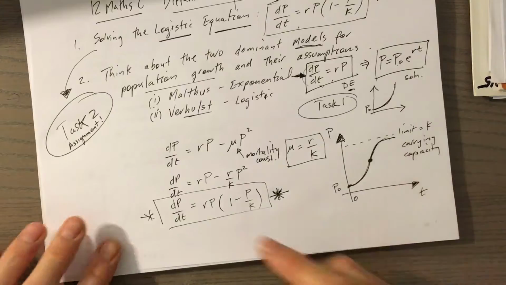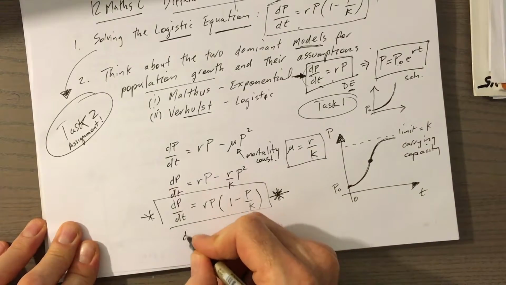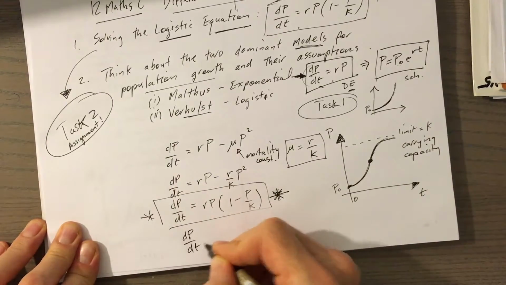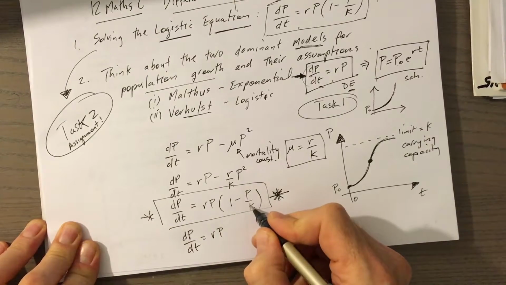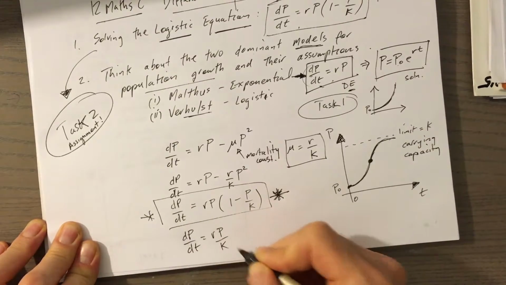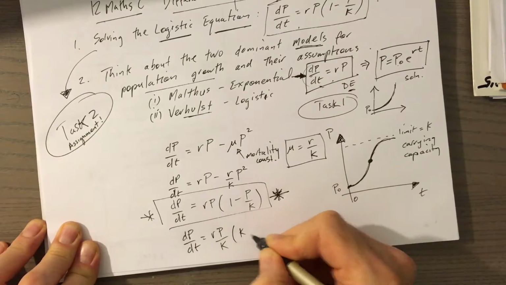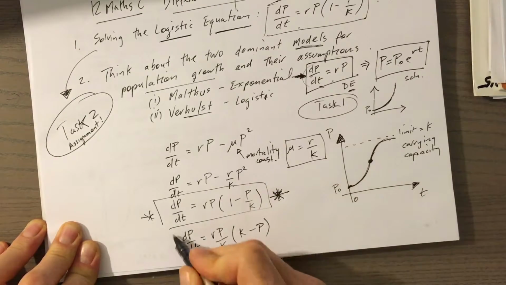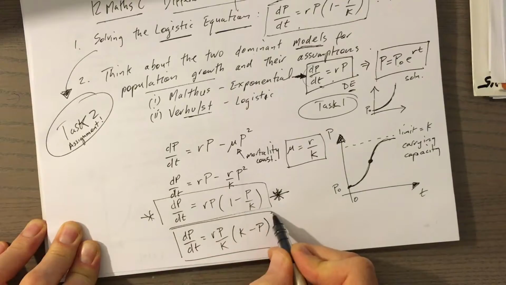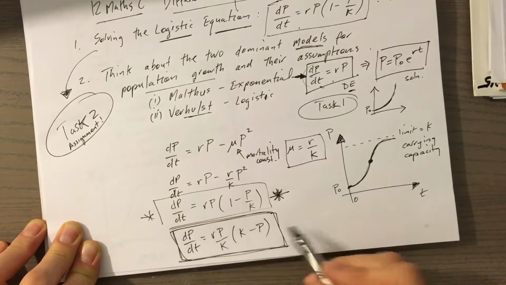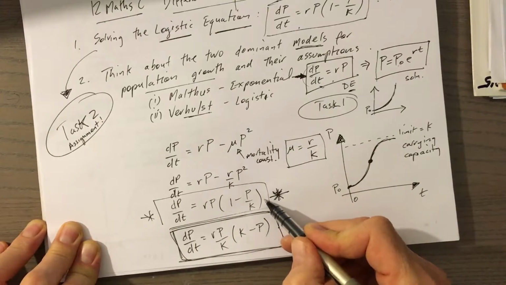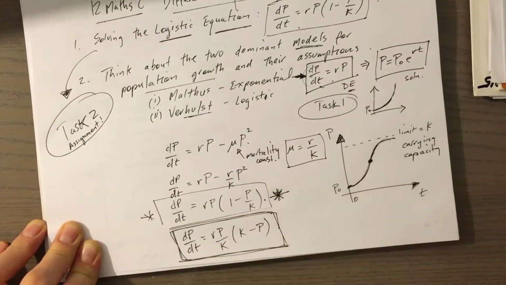Now, one thing we can do just to simplify this a little bit more is to write it as dp dt equals rp. We can factorize the k out as well, or the 1 on k I should say. So we end up with k minus p. And this is probably the one that we'll work with, okay? So this is just a different version of that, which is in turn a different version of this.